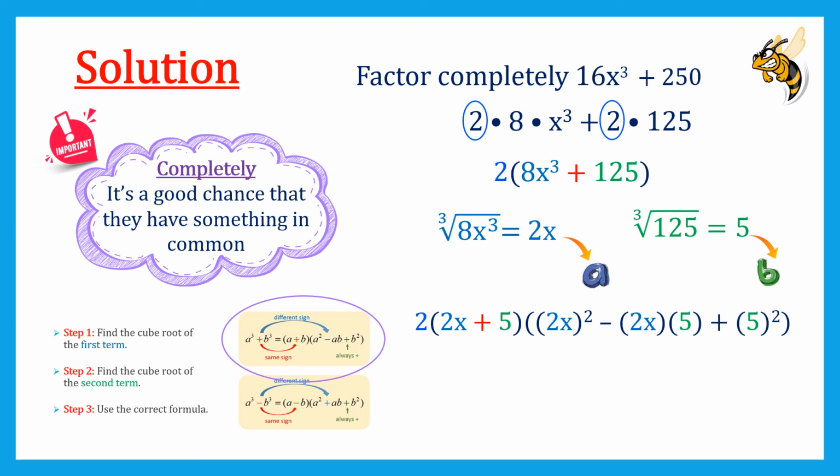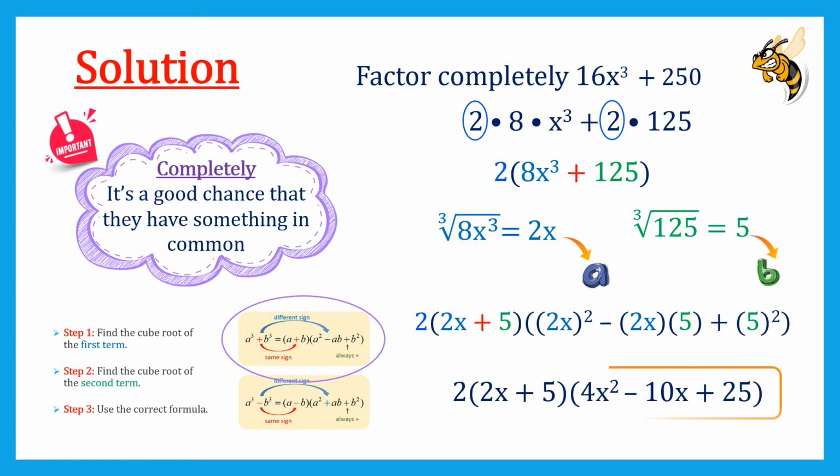Now I need to simplify the second parenthesis. So I'm going to have 2 times 2x plus 5. 2 times 2 is 4. X times x is x squared, minus 2x times 5 is 10x. Followed by a plus sign. 5 times 5 is 25. And that is the final answer.